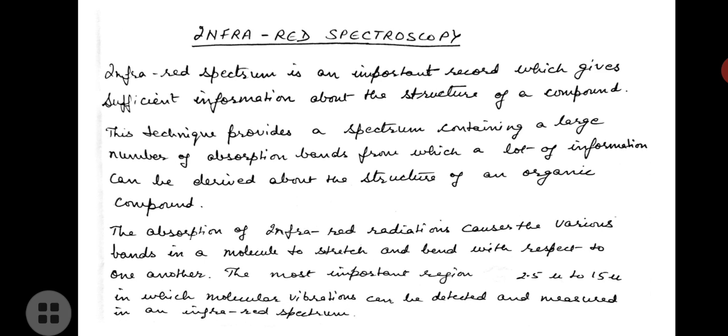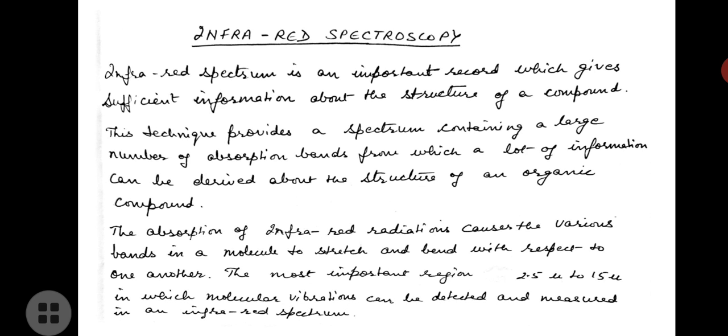Unlike UV spectroscopy, in which the spectrum comprises relatively few peaks, IR spectroscopy provides a spectrum containing a large number of absorption bands, which provides ample information about the structure of an organic compound. It basically gives information about the various functional groups present in the compound. The infrared spectrum is an important record which gives sufficient information about the structure of a compound.